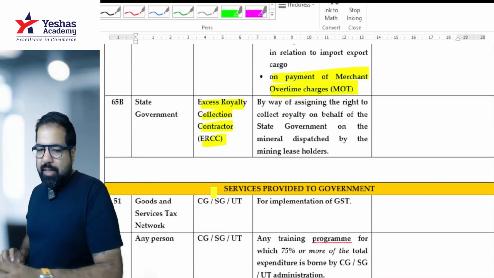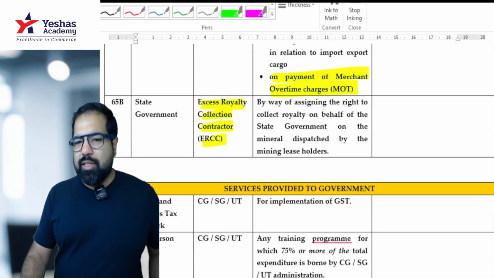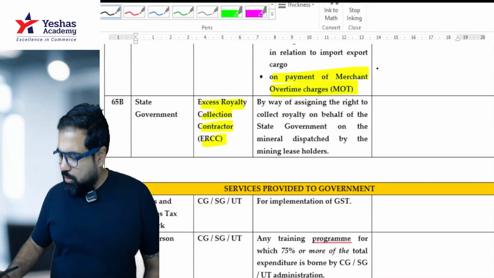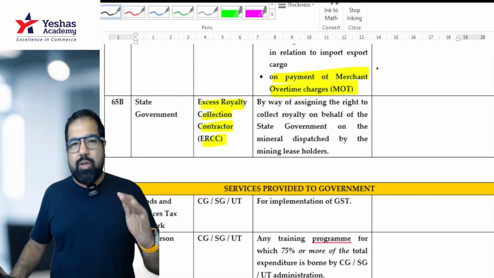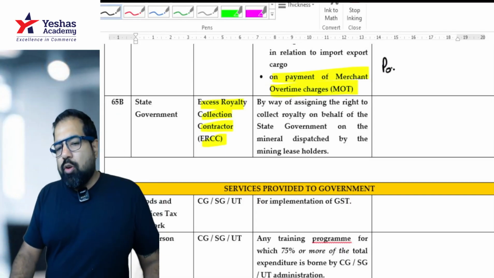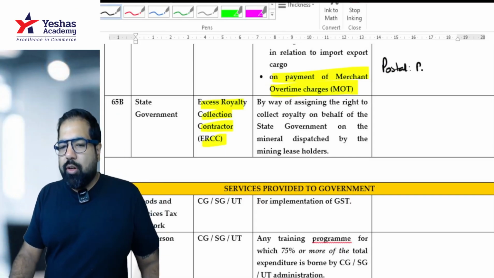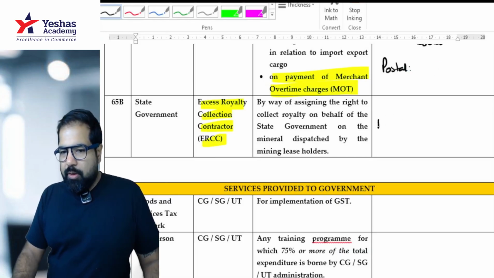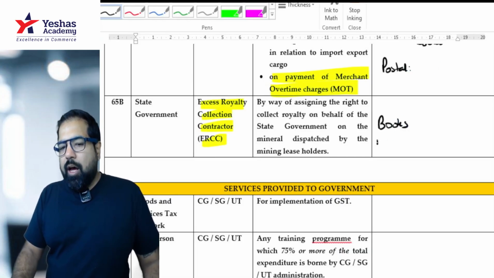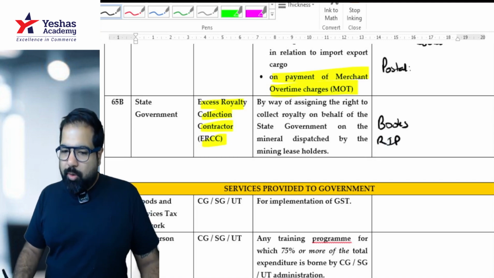And let's try and see what it is. But before that, let's talk a little about postal services also. Let's finish that. I think postal service has been done. So let me recap. If you go to the post office, some postal services are exempt. The shortcut is books RIP. I can't write here, so I'll write here. Books RIP. What is this books RIP? Let's talk about it.